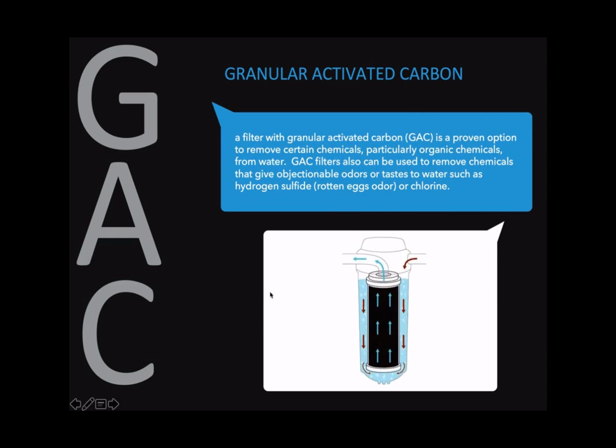Another filter is called granular activated carbon, or GAC for short. It's a proven option to remove certain chemicals, particularly organic chemicals, from water. GAC filters can also be used to remove chemicals that give objectionable odors or taste to water, such as hydrogen sulfide. This hydrogen sulfide has a rotten gas odor, or chlorine, like this.